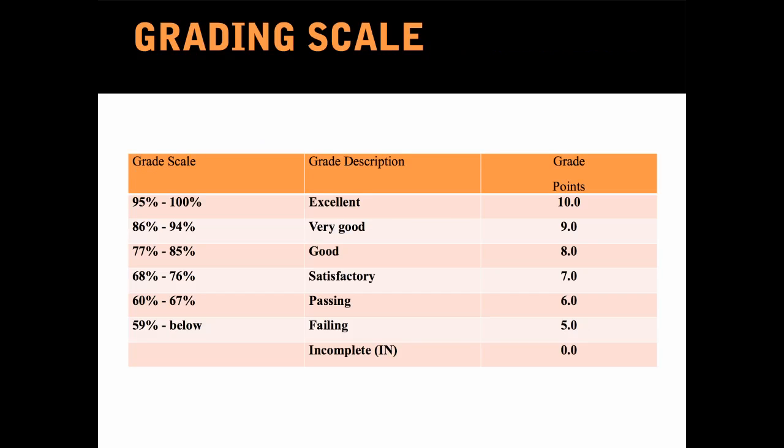According to the grading scale here at Southeast European University, you will be assessed in a final percentage where 95 to 100 signifies an excellent 10 grade. Then you have 86 to 94% very good, which is a 9, 77 to 85% good, which is an 8, 68 to 76% satisfactory for a 7, and 60 to 67% passing 6.